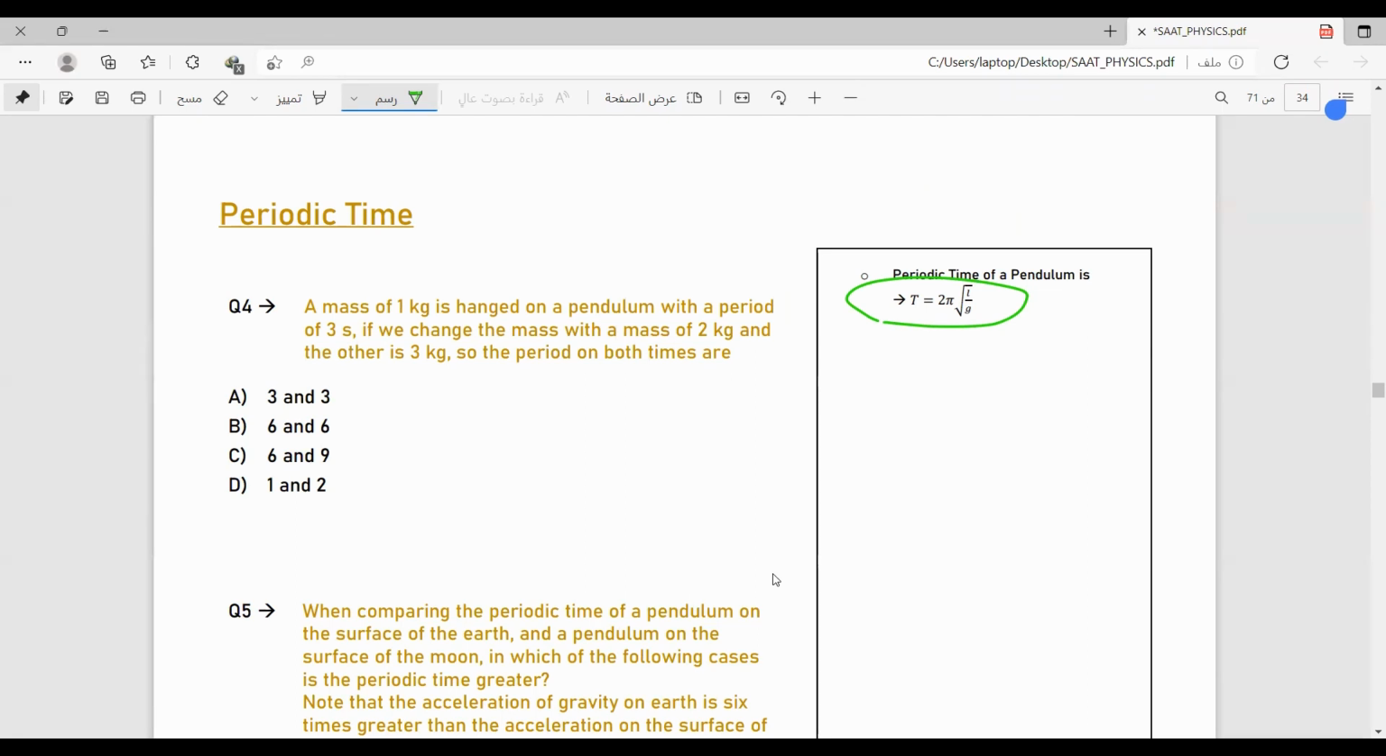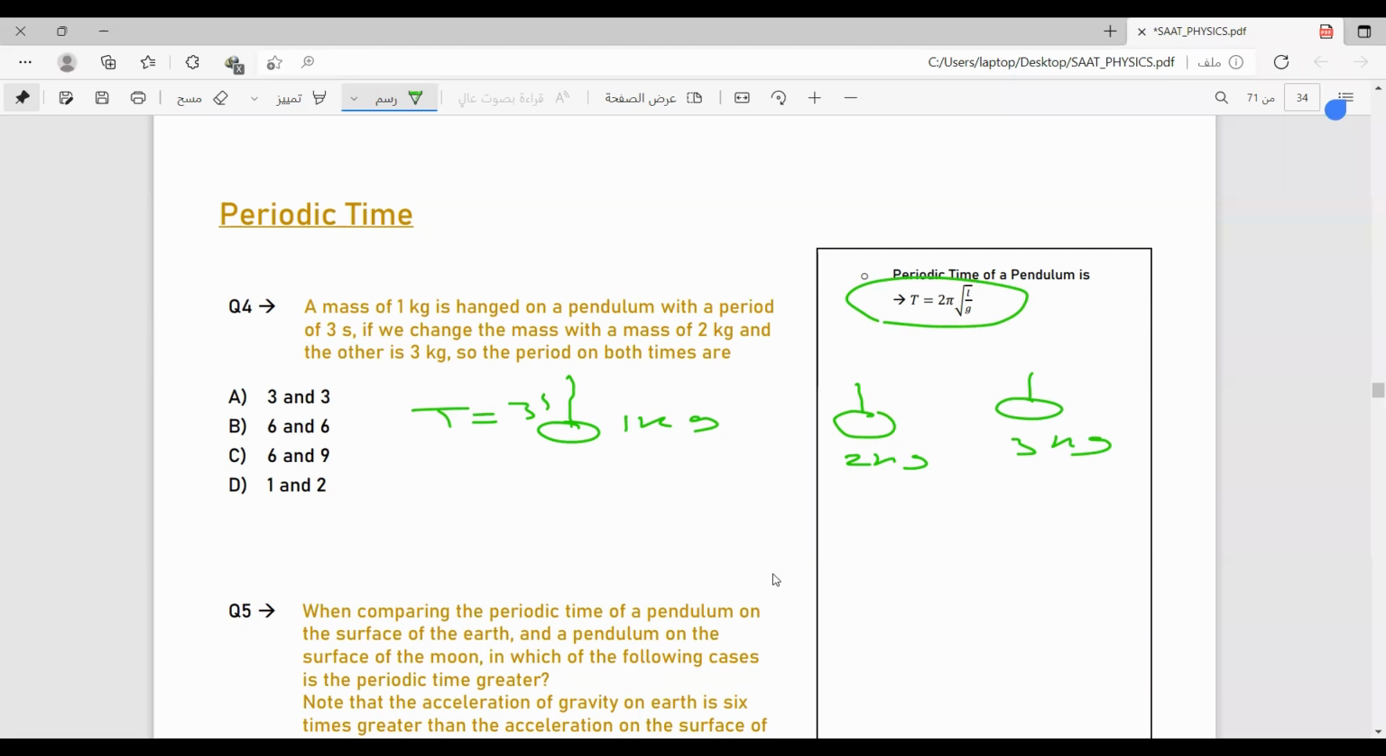Okay. If we change the mass, notice that in the first situation, this object is hanged and its mass is 1 kg. Now, if we change this mass, for example, into 2 kg and another pendulum into 3 kg, knowing that in the first situation the periodic time is T equal 3 seconds.